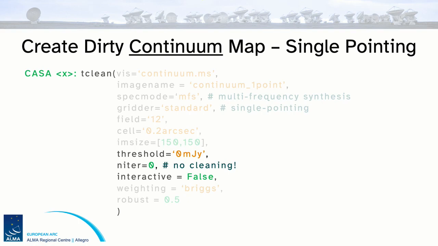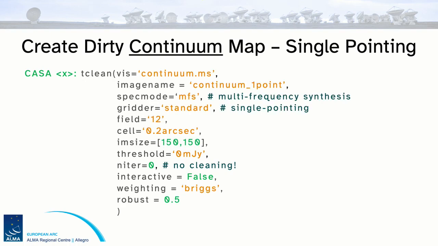For creating a dirty map, we will want to set the number of iterations to 0, and we can set some arbitrary low RMS noise threshold for now. In this case, we don't need to work interactively with tclean, so we set interactive equals to false. Now if you let this run in our terminal, it will output a dirty continuum map with the additional images mentioned before.